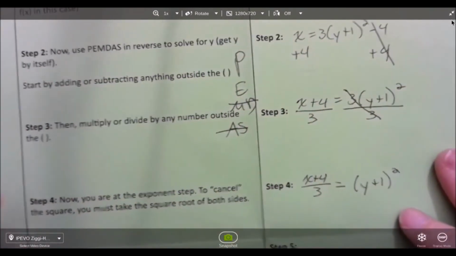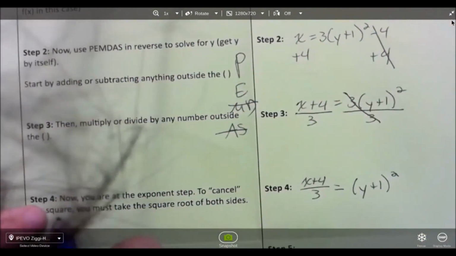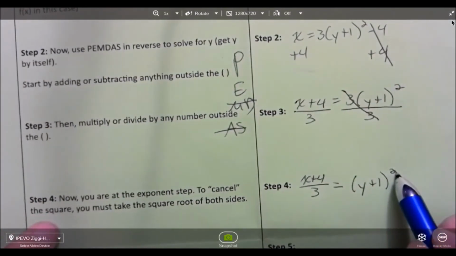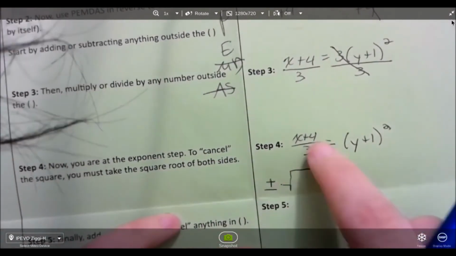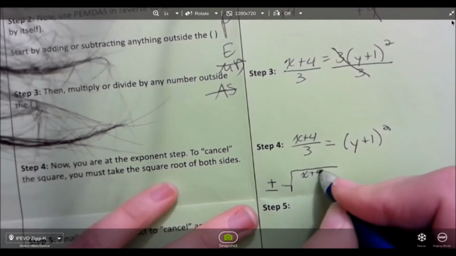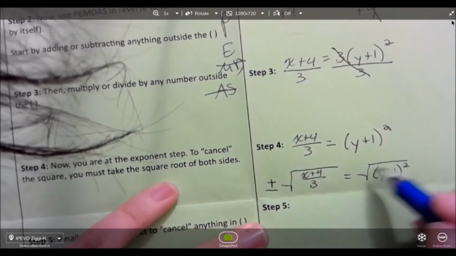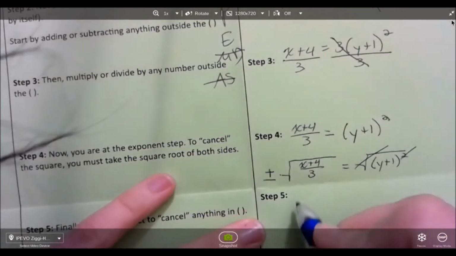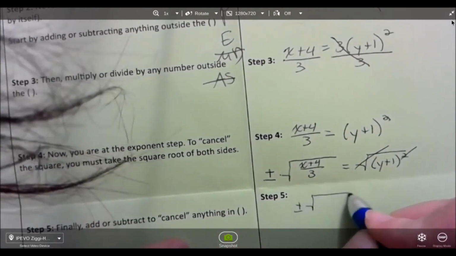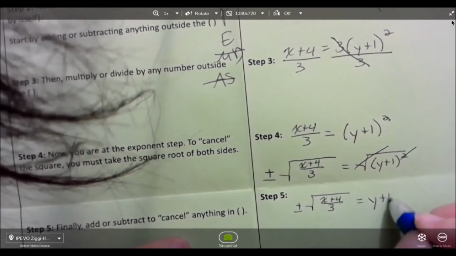I've done that step. And now I'm at step 4, which is the exponent step. So to cancel this out, I have to take the square root of both sides. So I'm going to do that. And I do need a plus minus here for this, because square roots can be positive or negative. Okay, so this square root here cancels out this square, which is what I'm trying to do, which leaves me with plus or minus the square root of (x plus 4) over 3 equals y plus 1.